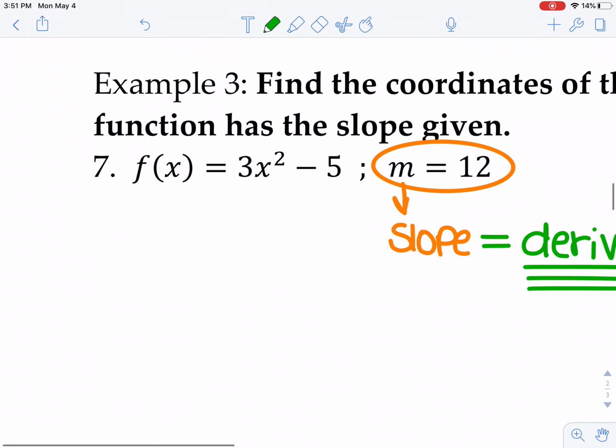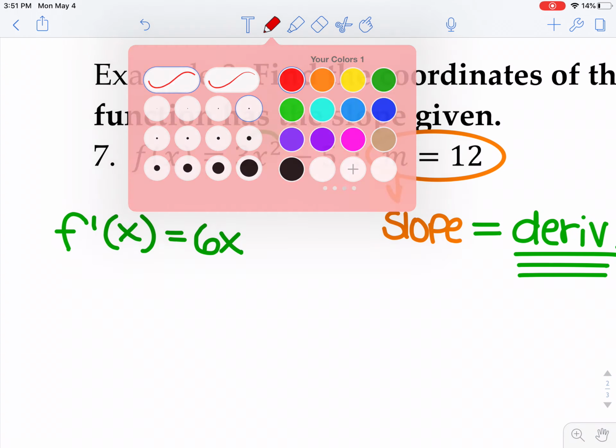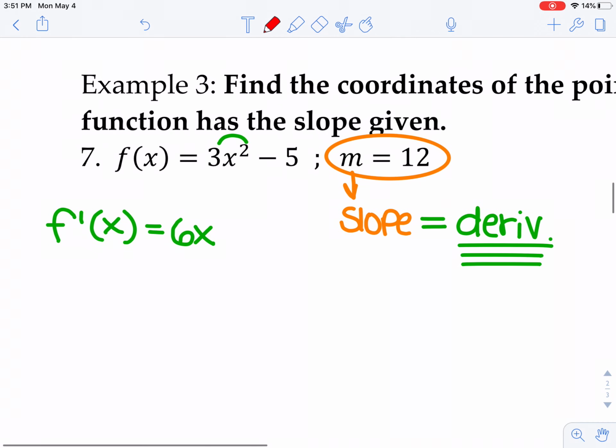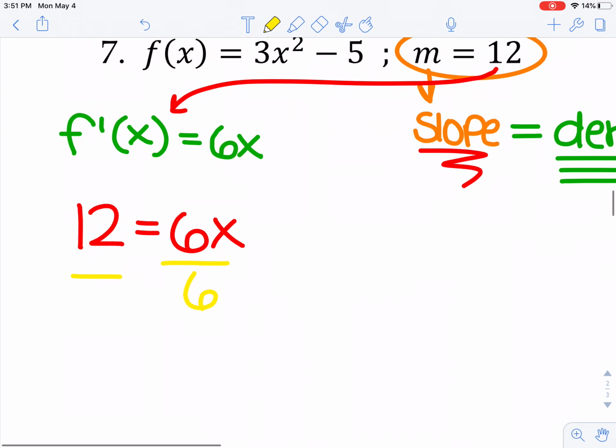Okay, so first let's find the derivative. Oopsies, let's drop down the 2. 2 times 3 is 6x. That's it. Cool. So now what you do is you take the derivative and you set it equal to the given slope. So we get 12 equals 6x. Now solve for x. So let's divide over 6. So we get x equals 2.